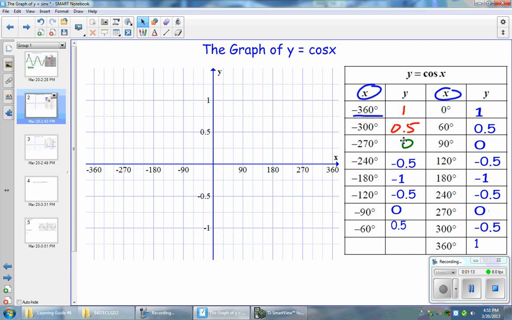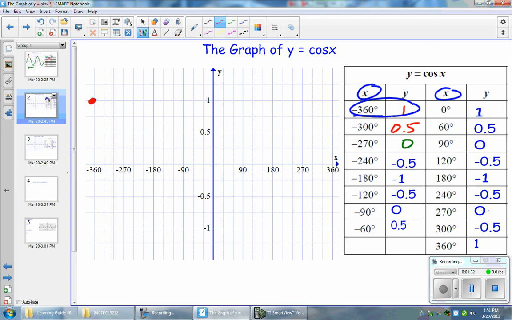And of course, using these y values, we can now go ahead and graph these points. So let's start with the first point here, negative 360, comma 1. And that point is going to be right there. I'll use a red color here. So right there is the first point.